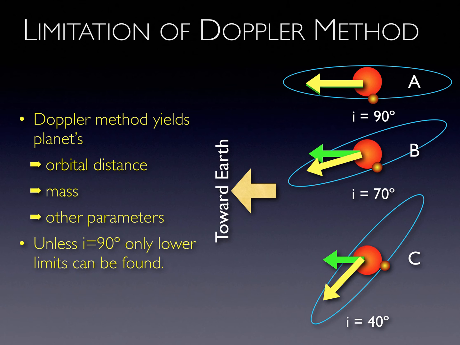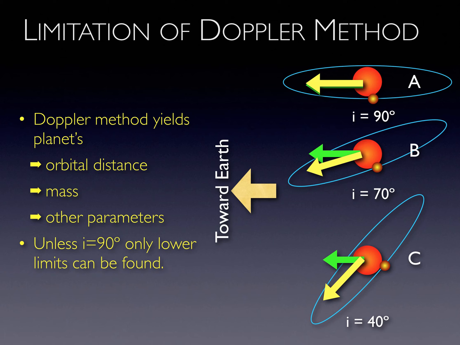A measure of a planetary system's orientation is called inclination. Three inclinations are shown. Recall that the Doppler shift only tells us radial velocity. That is, it only reveals the component of motion directly toward or away from our line of sight.